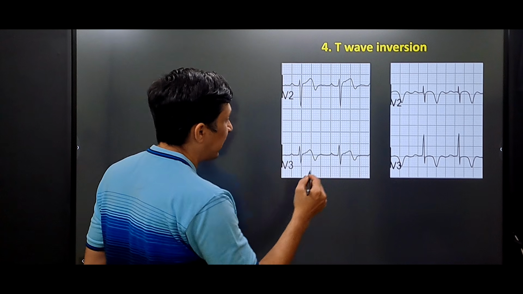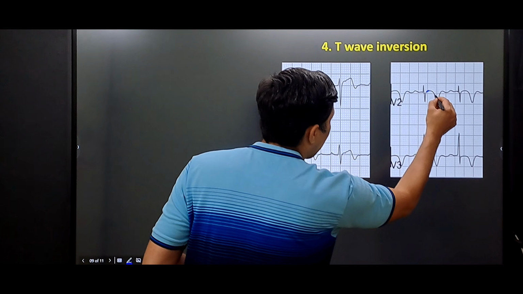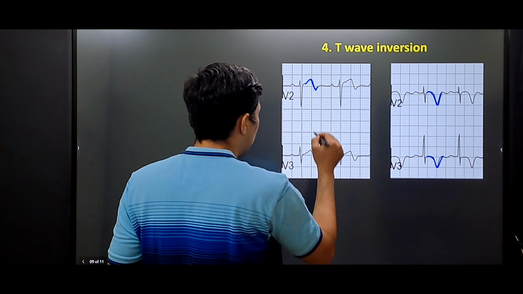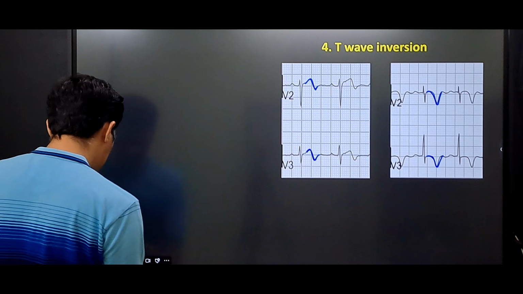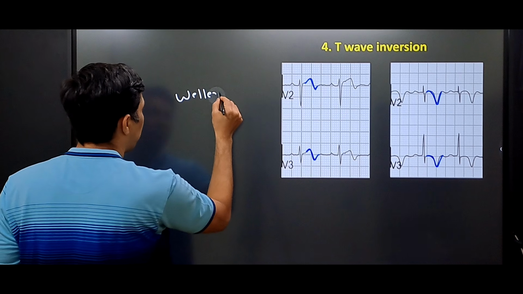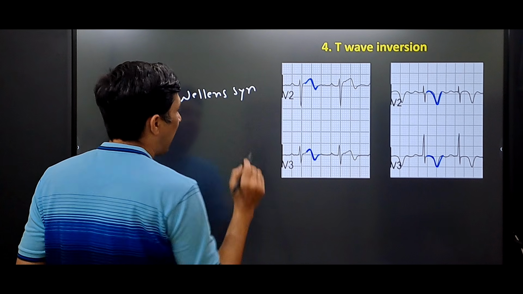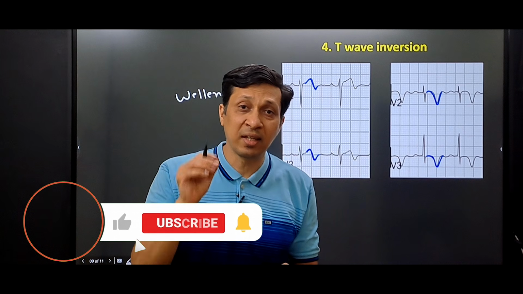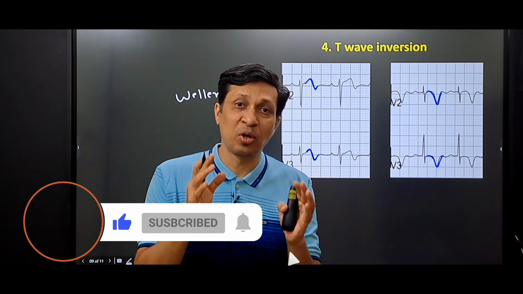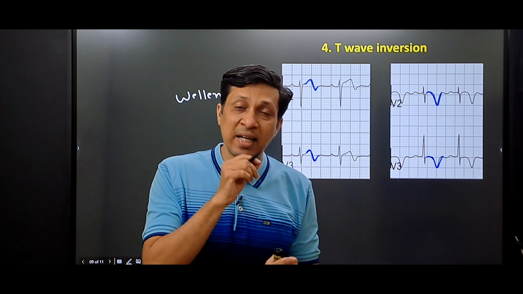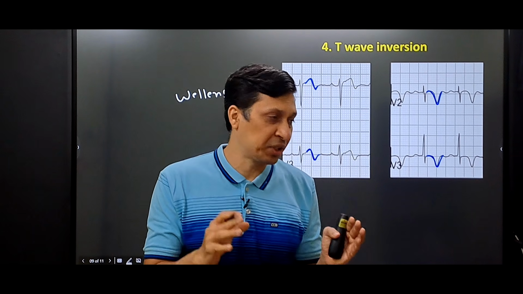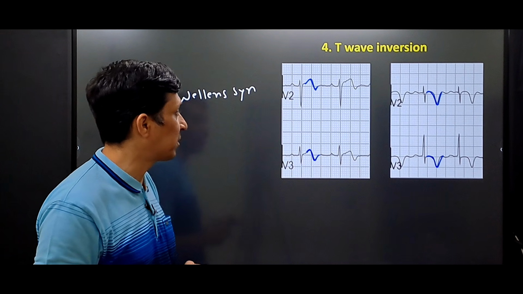As you can see here, in V2 and V3 there is either a deep T wave inversion or there are biphasic T waves. What is this? This is called Wellens syndrome. And what does this represent? This represents a critical LAD stenosis. It means at this time the patient is not in myocardial infarction, but this sign indicates that in the coming days there can be a big anterior wall MI in this patient. So this thing also you should not miss.